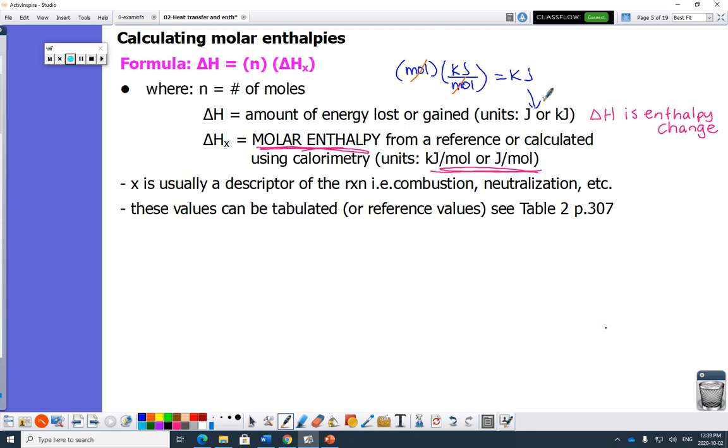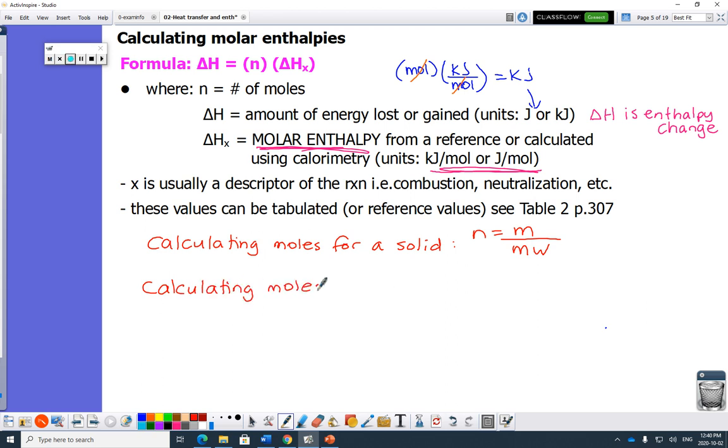Just in case you need a refresher, when you calculate moles, if you have a solid, then it's mass over molar mass. Whereas when you calculate moles for a solution, and we're going to do both, it's concentration times volume.